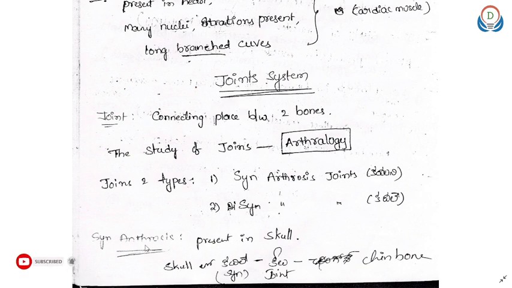Synarthrosis joints are present in the skull. అంటే మన skull లో present అయినవి. So these joints cannot be moved, like in the skull and in the chin bone.